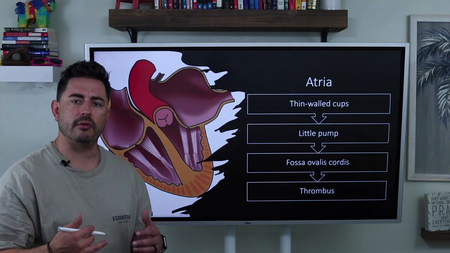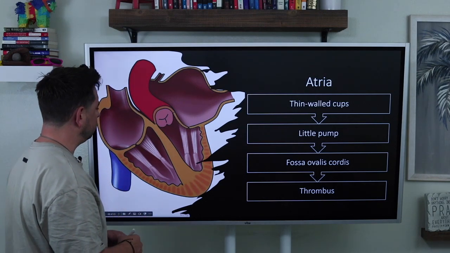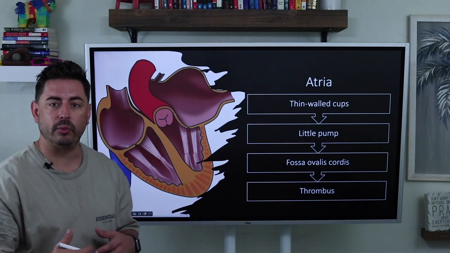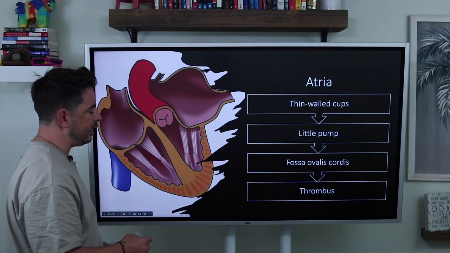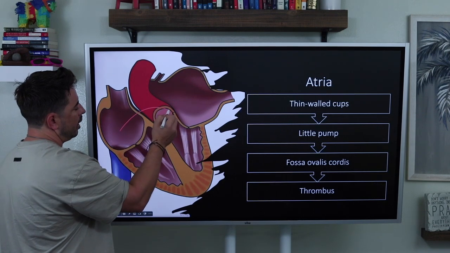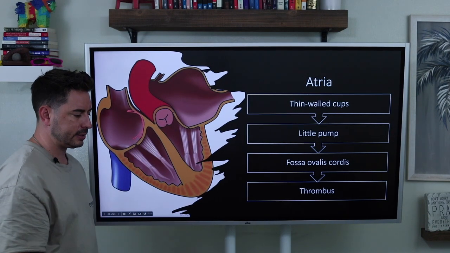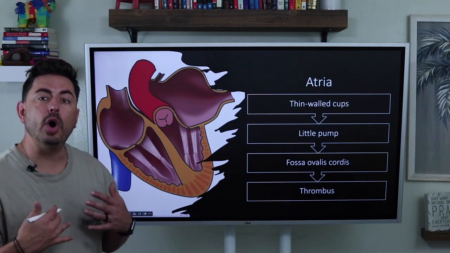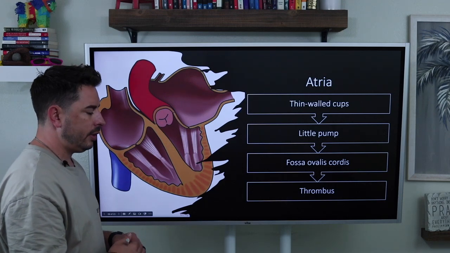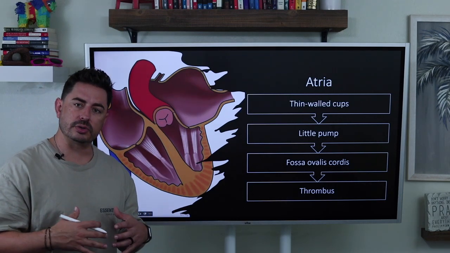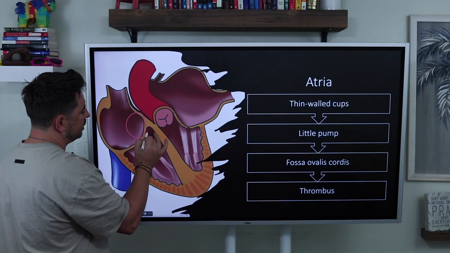That depression in the right atrium is what we call the fossa ovalis cordis. Now, we don't know exactly what its function is, but we do know that it's formed from the foramen ovale. So again, that's the fossa ovalis cordis. Like I said, we don't know what the function is, but we do know that when there are dysrhythmias or arrhythmias, it is a site for blood to pool.